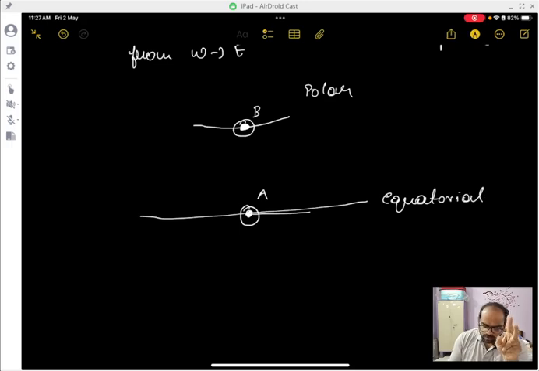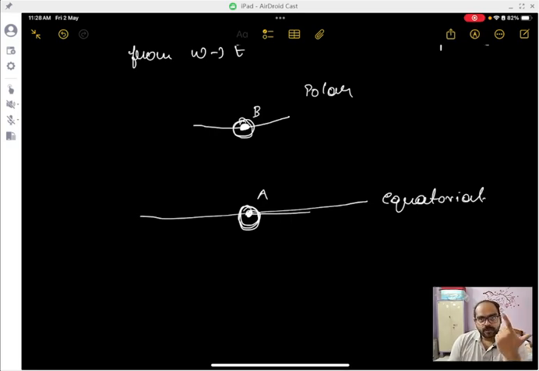Whenever point A is set in motion, it takes 24 hours for point A to reach this exact point again. And for B, it also takes 24 hours to reach this point B. When B is set in motion, it takes 24 hours for B to reach this point. Okay, this is one thing.